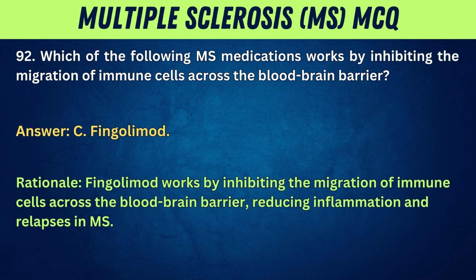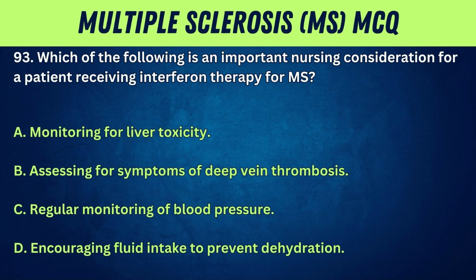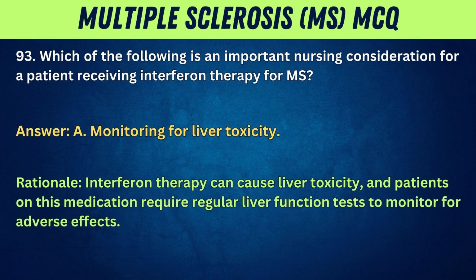93. Which of the following is an important nursing consideration for a patient receiving interferon therapy for MS? A. Monitoring for liver toxicity. B. Assessing for symptoms of deep vein thrombosis. C. Regular monitoring of blood pressure. D. Encouraging fluid intake to prevent dehydration. Answer. A. Monitoring for liver toxicity.